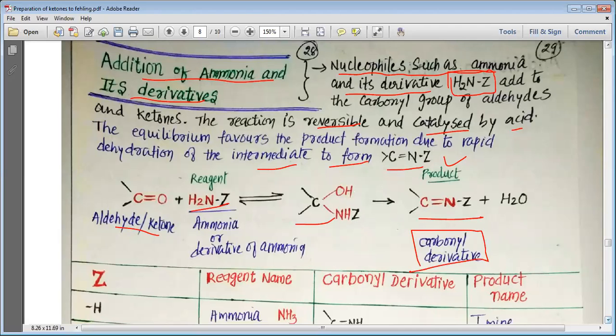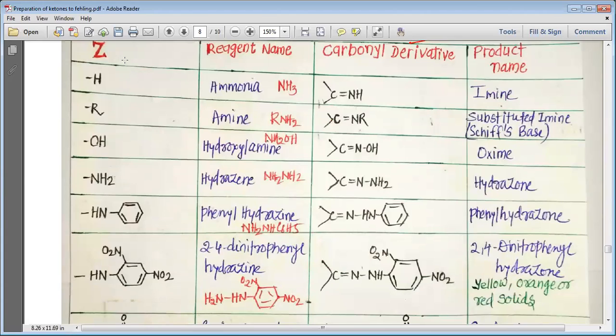We can use various groups as Z. If Z is hydrogen, our reagent is ammonia, and the carbonyl derivative produced is C double bond NH, which is known as imine. If Z is R, that is any alkyl group, we will have amines. We can have primary, secondary, and tertiary amines this way, and this is how you find the substituted imines, which are also known as Schiff bases. If the reagent is NH2OH, which is hydroxylamine, it gives oxime.